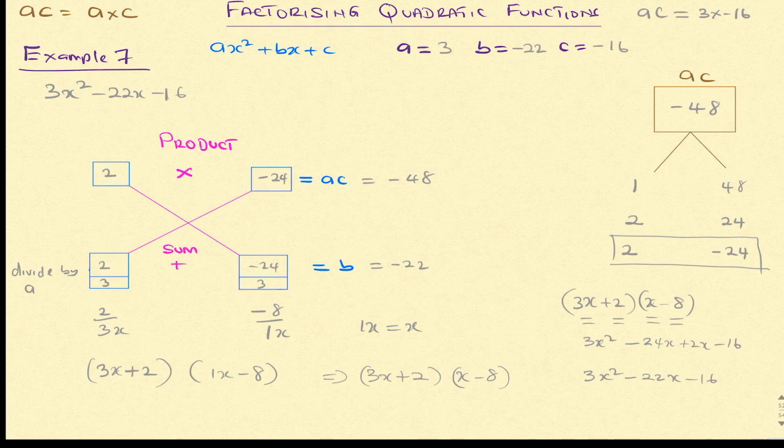So that means we got the original function back, and our factors are 3x plus 2 and x minus 8.